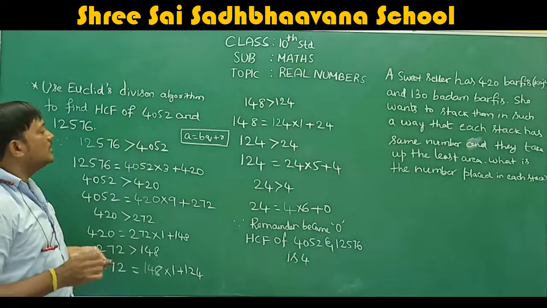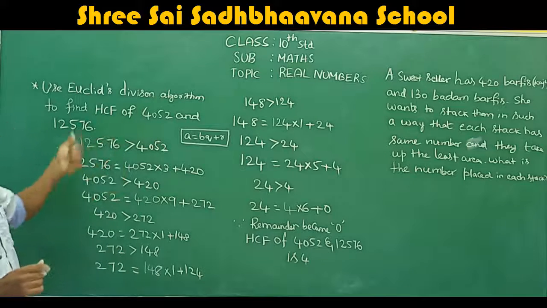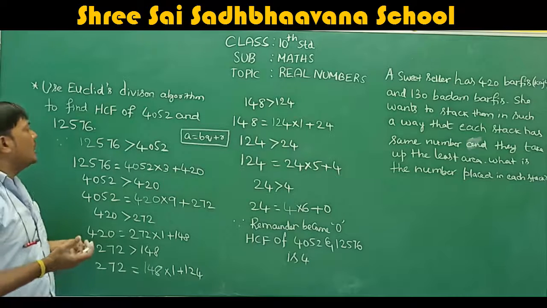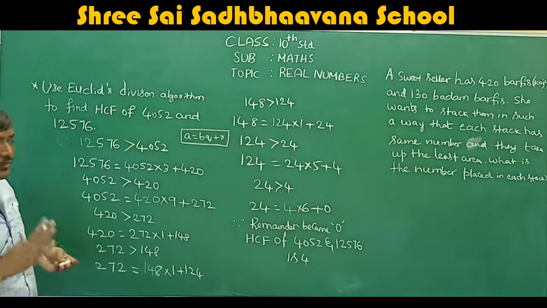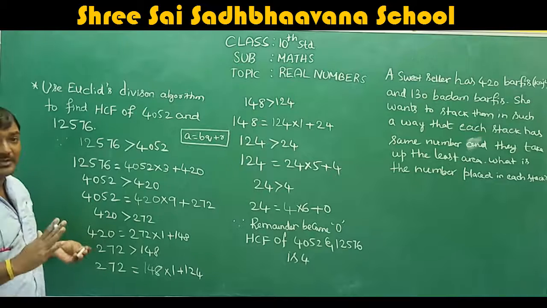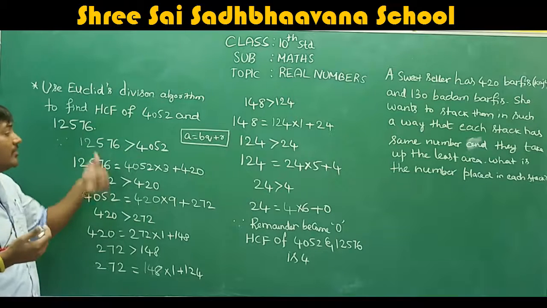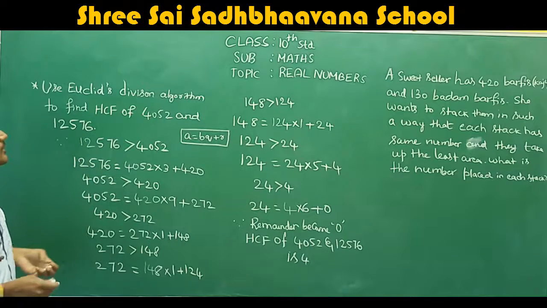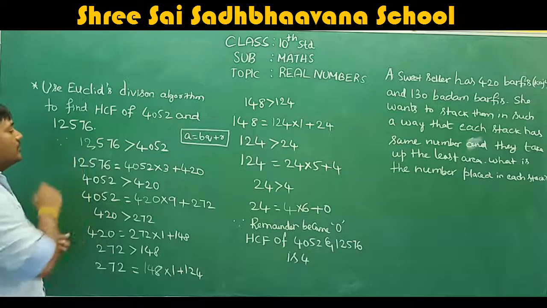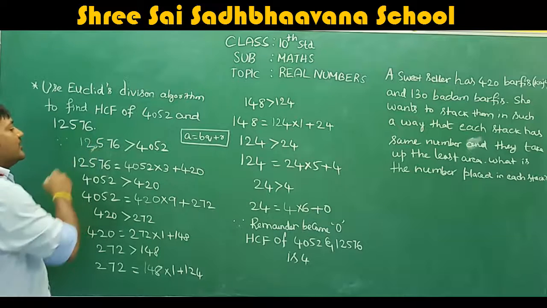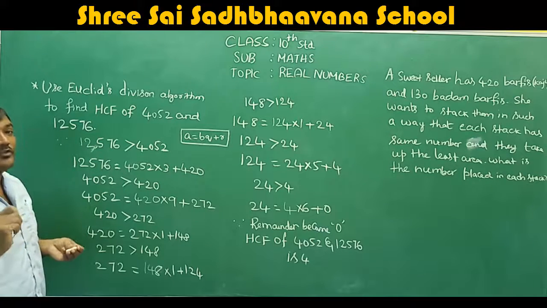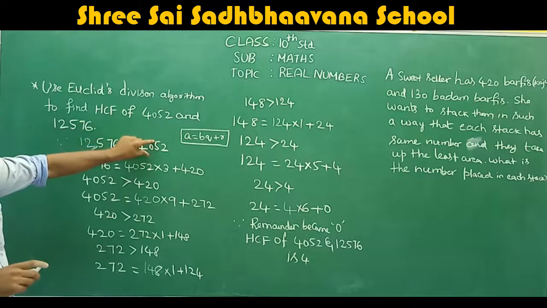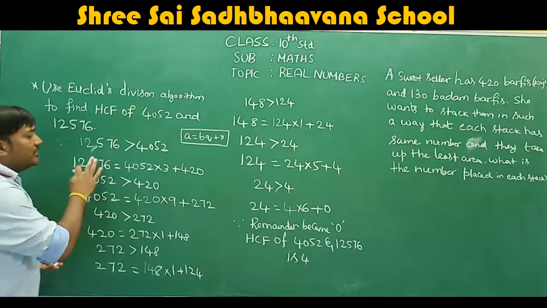Correct. So here, what are the numbers given? 4052 and 12576. The first step, as I told in the last class: first you have to check which number is greater. In these two numbers, obviously 12576 is greater than 4052.